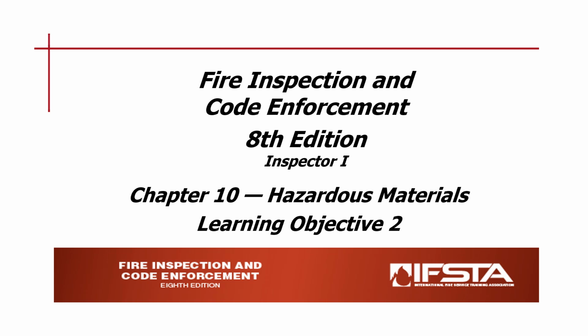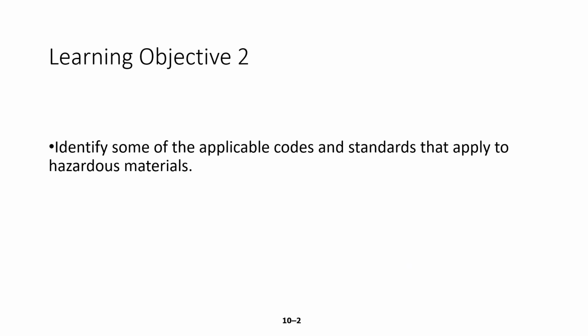Okay, we'll be talking about Objective 2 for hazardous materials. This is Chapter 10 of the 8th edition of the Fire Inspection and Code Enforcement Manual put on by IFSTA. In this objective, we are going to go over how we identify the applicable codes and standards that pertain to hazardous materials and what is going to be important for us as fire inspectors.